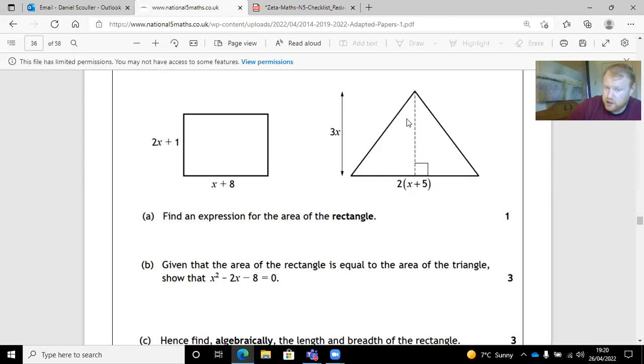Okay, so your expression for the area of this triangle is just going to be half length times breadth. Okay, so half of this is just x plus 5 multiplied by 3x. Okay, so this 2 disappears, and that might throw people. For the simple fact I know that, it's because I just got thrown by it there. Okay, I added that in my expression, forgot to take it away. Okay, so the expression for the area of the triangle should be 3x times x plus 5. Okay, half the base times the height. Okay, so let's do that.